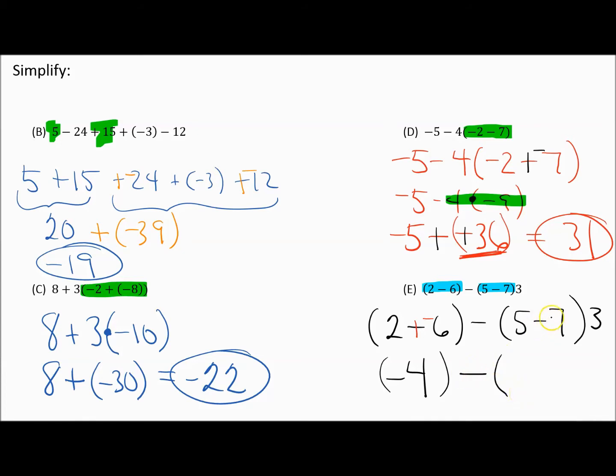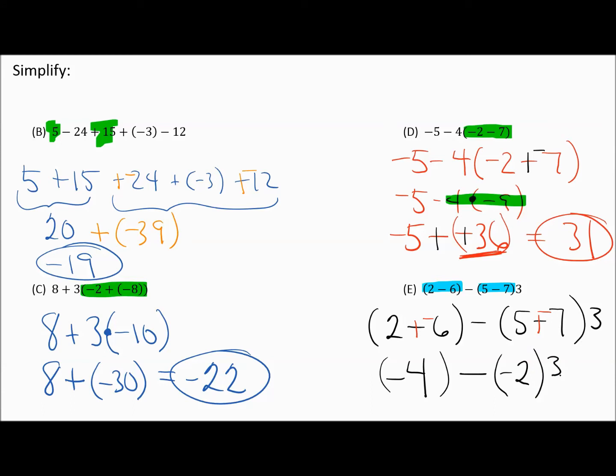Subtraction, we'll worry about that later. Same problem here. This is a subtraction in the parentheses, so I'm supposed to keep change. I keep my 5. I change subtraction to addition. I change the sign of the next number. So what I'm doing is 5 plus a negative 7. I'm adding opposite signs, which means subtract. 7 minus 5 is 2. The heavier one is negative, so it's negative 2, and then there's that weird 3 sitting out there.